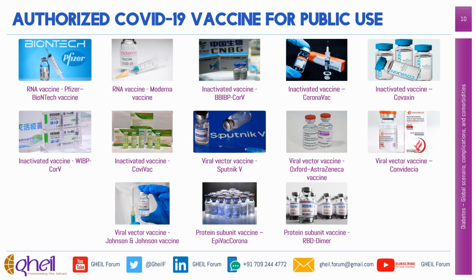In phase 3 trials, several COVID-19 vaccines have demonstrated efficacy as high as 95% in preventing symptomatic COVID-19 infections. As of April 2021, 13 vaccines are authorized by at least one national regulatory authority for public use: 2 RNA vaccines, the Pfizer-BioNTech vaccine and the Moderna vaccine; 5 conventional inactivated vaccines, BBIBP-CorV, CoronaVac, Covaxin, WIBP-CorV and CoviVac; 4 viral vector vaccines, Sputnik V, the Oxford-AstraZeneca vaccine, Convidecia, and the Johnson & Johnson vaccine; and 2 protein subunit vaccines, EpiVacCorona and RBD-Dimer.